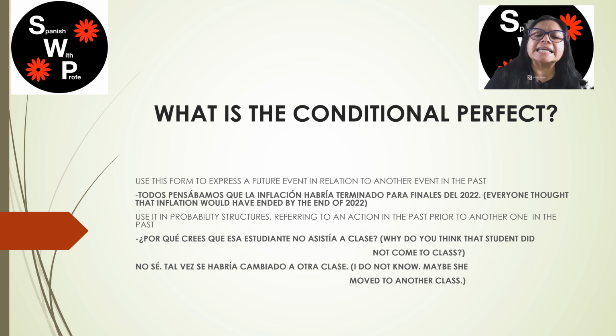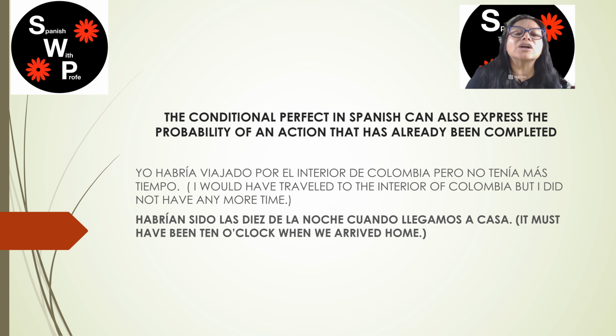¿Por qué crees que esa estudiante no asistía a la clase? Why do you think that student didn't come to class? No sé. Tal vez se habría cambiado a otra clase. Or maybe she moved to another city. ¿Qué sé yo? I do not know. Maybe she moved to another class. Who knows? ¿Quién sabe? The conditional perfect in Spanish can also express the probability of an action that has already been completed.